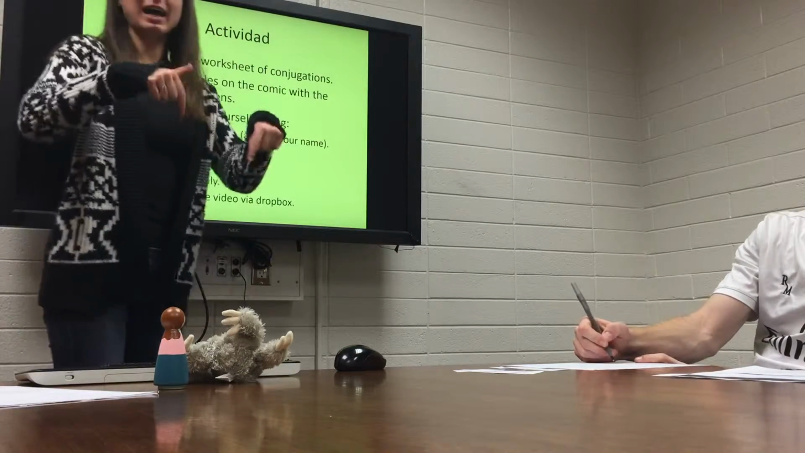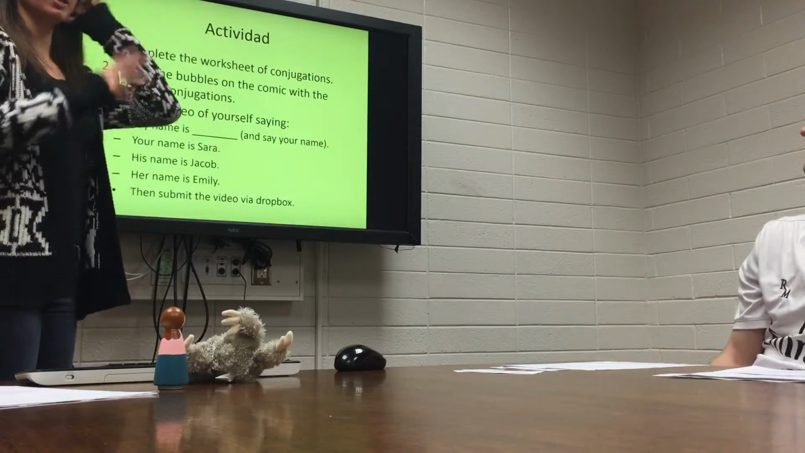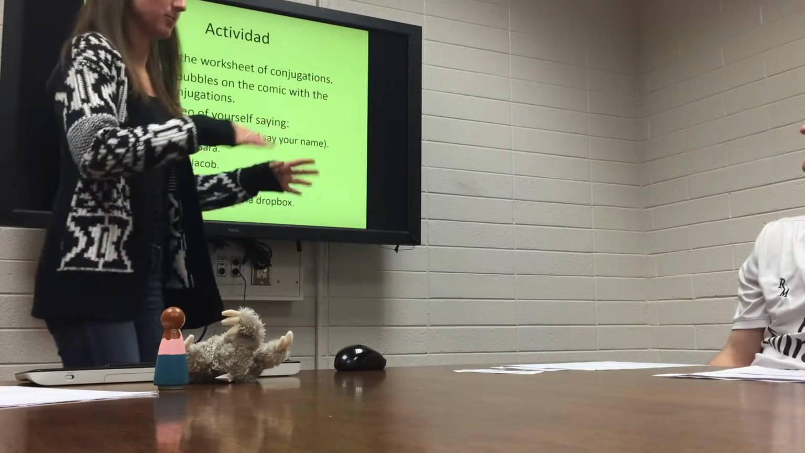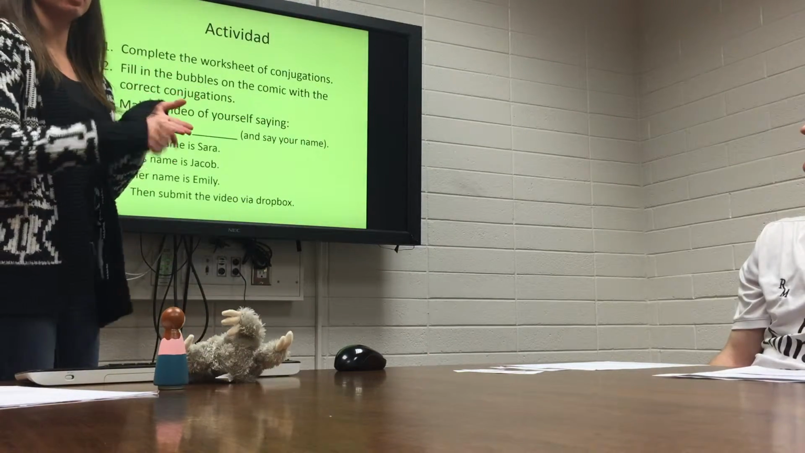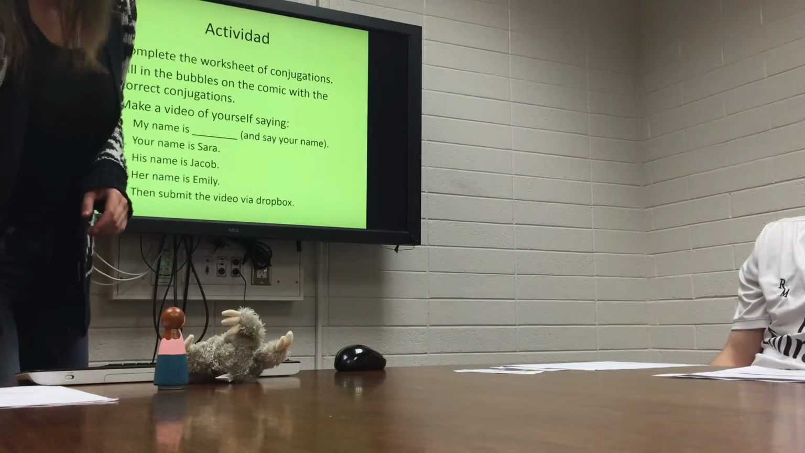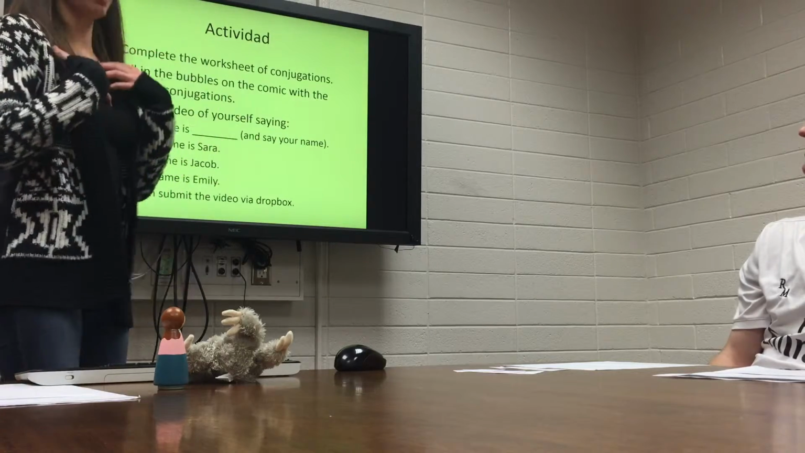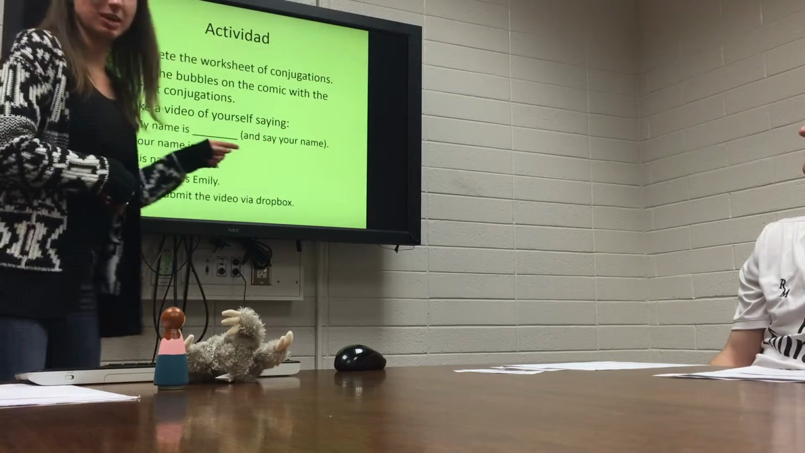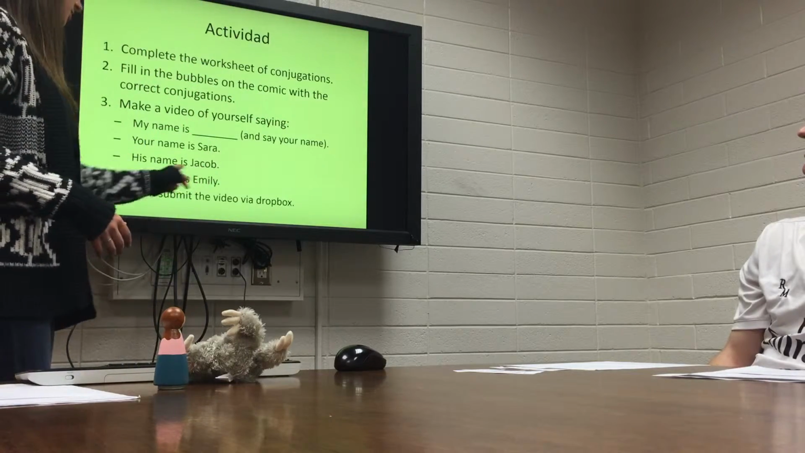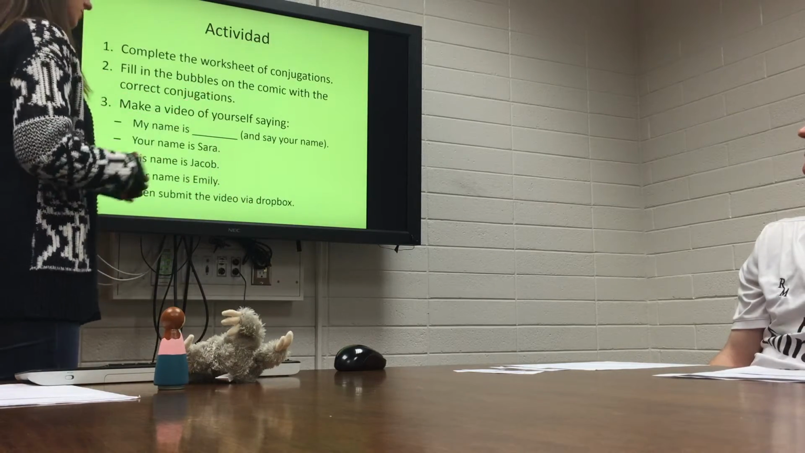Alright. Ahora vamos a hacer una actividad. Now we're going to do an activity. So you have 3 options. This will be independent practice. So one is you can do a worksheet of conjugations. So conjugations were these things we had moving around the papers. So you'll be able to fill in yo me llamo, tú te llamas, él se llama, just like that. Or you can fill in the bubbles on a comic with the correct things. So the comic will have the people, and they'll be talking about like him, or they'll say, my name is, your name is. Or you can make a video of yourself, if you're more into that kind of thing, saying, my name is, with your name, your name is Sarah, his name is Jacob, her name is Emily, and then you submit the video via Dropbox. And I showed you how to do Dropbox on the first day of class.